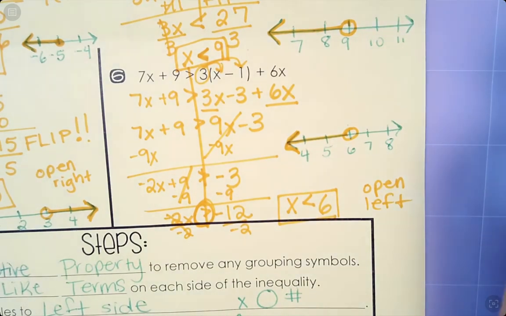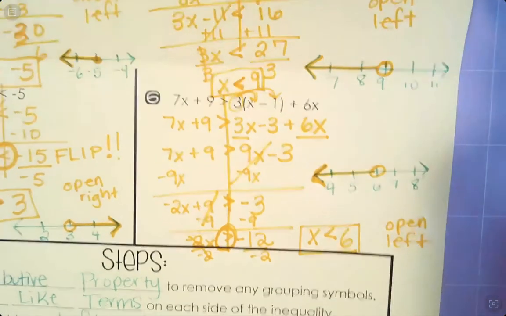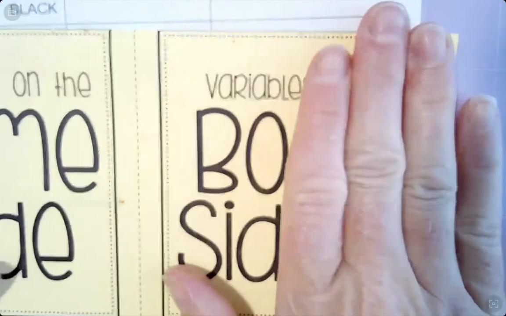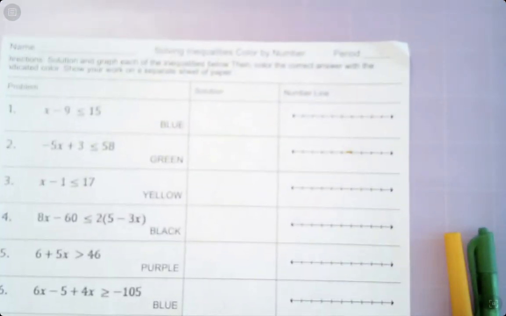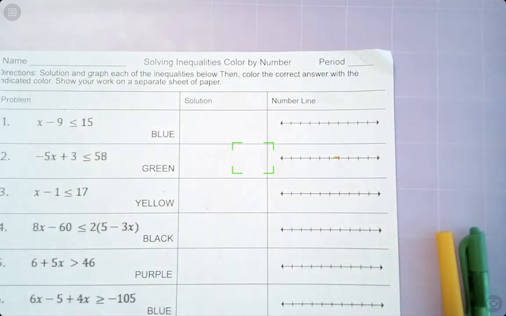Okay, so you are going to glue this in the next page of your journal. It's going to be like this. If you need to rewatch anything or slow it down, you can. This is your assignment. Let's focus a little bit better. Solving inequalities color by number.